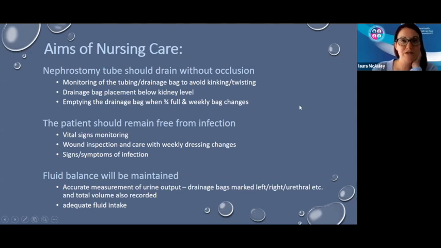And fluid balance will be maintained. So especially when they've first had the tube put in as an inpatient, accurate measurement of urine output is important. Also, marking of the bags is important. Some of these post-urological surgical patients come out with bags all around the shop. So they have a urethral catheter bag, they have even sometimes a little bag on a ureteric stent.